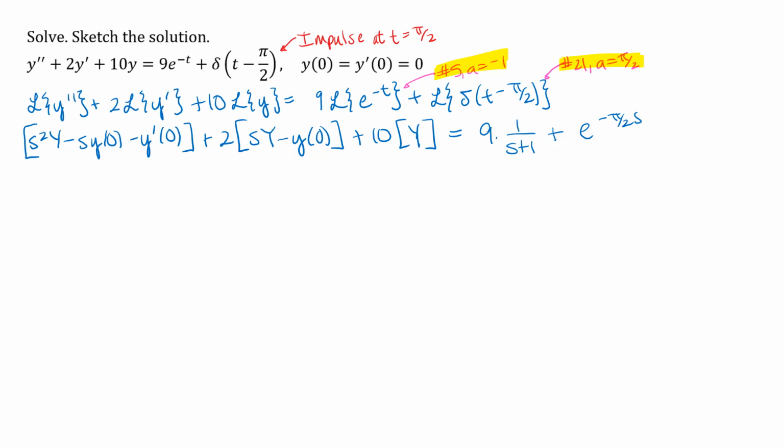All right, so next step, as usual, we're going to substitute in our initial conditions. This one's kind of nice because they are both 0, so all of those terms drop out. And then the next thing I want to do is factor out my capital Y and solve for Y.